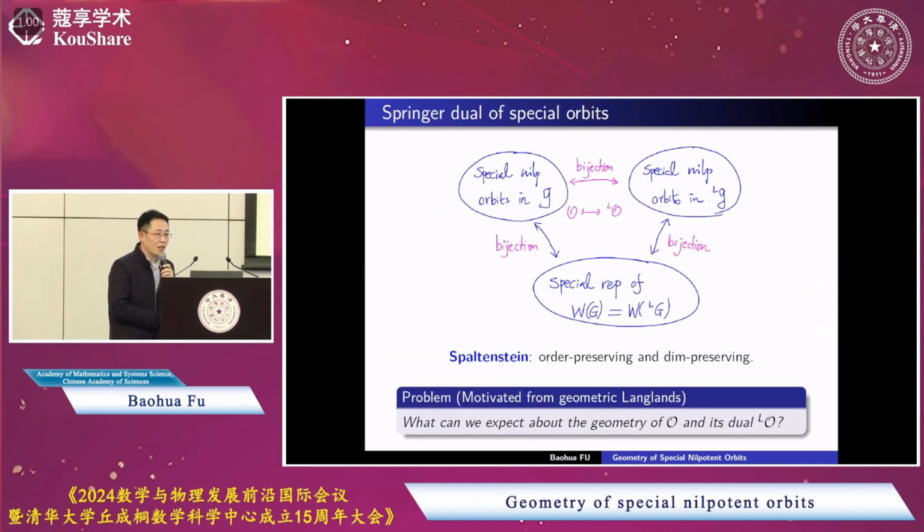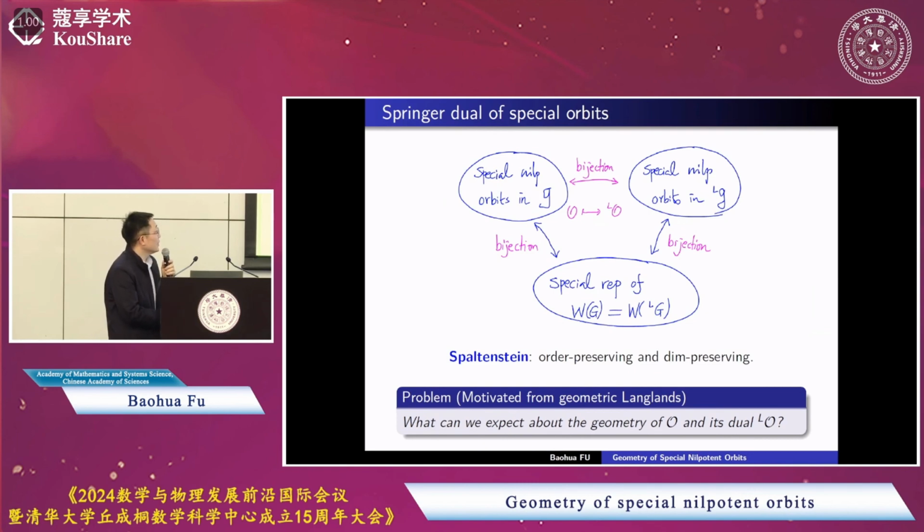Now, in our case, we are trying to extend this observation. So we need to find a kind of duality between special orbits. In fact, this is exactly given by types B and C. Types B and C have the same Weyl group. So for each special representation of the Weyl group, on the left-hand side you get some special nilpotent orbit in G, and on the right-hand side you get another special nilpotent orbit in the Langlands dual. In particular, this gives a bijection between special nilpotent orbits in G and in its Langlands dual.